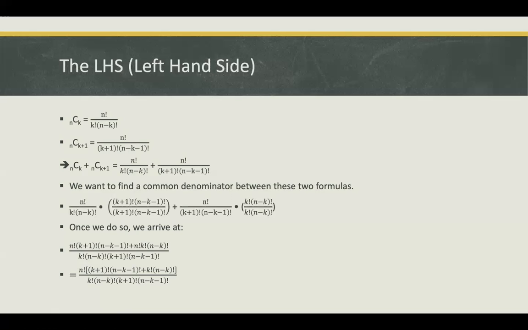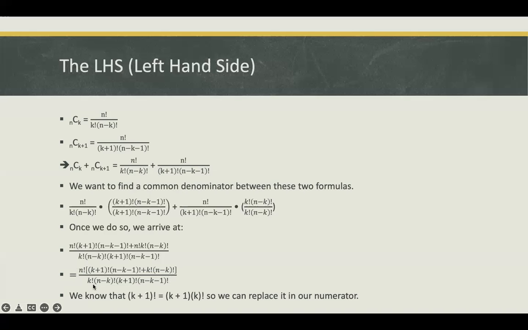So what can we do here? We notice that we had two n factorials in our numerator, so we can factor out the n factorial. Factoring out the n factorial, we open a bracket and are left inside with k plus 1 factorial times n minus k minus 1 factorial plus k factorial times n minus k factorial. In our denominator, we are left with the same common denominator that we found.